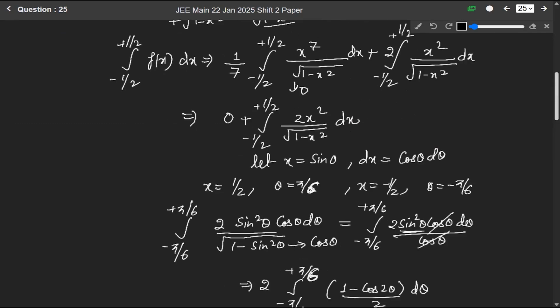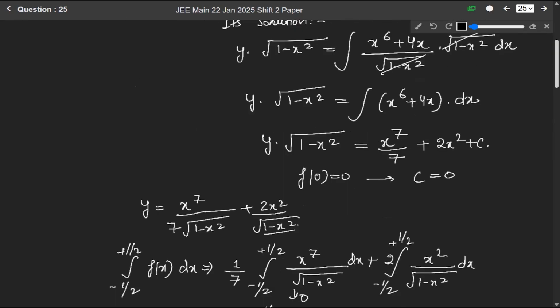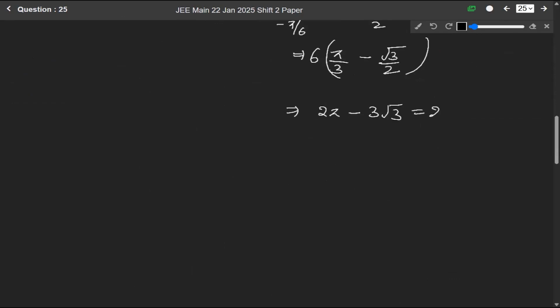So comparing it with that given in the question, 2 pi minus alpha. So alpha will be equal to 3 root 3 here, which means alpha square is 27. So our answer is alpha square equals 27 here.